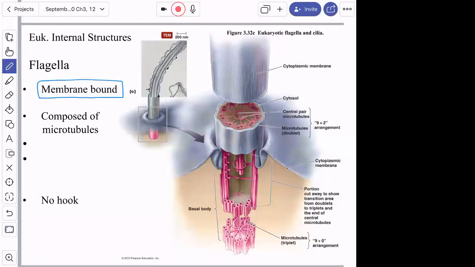And I should say the flagella, basically the function is the same between prokaryotes and eukaryotes, but that's pretty much the only thing that's the same. We have a totally different structure for eukaryotic flagella. They're composed of microtubules, and it's called a 9+2 arrangement.